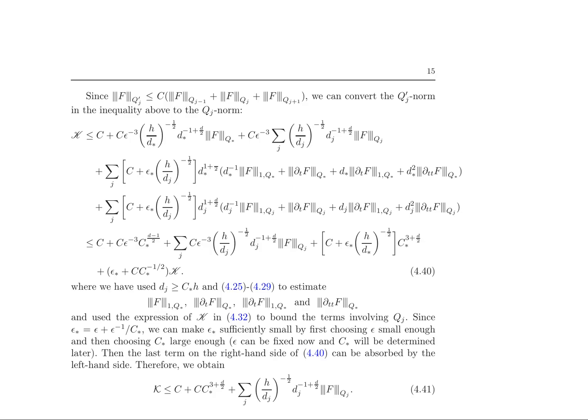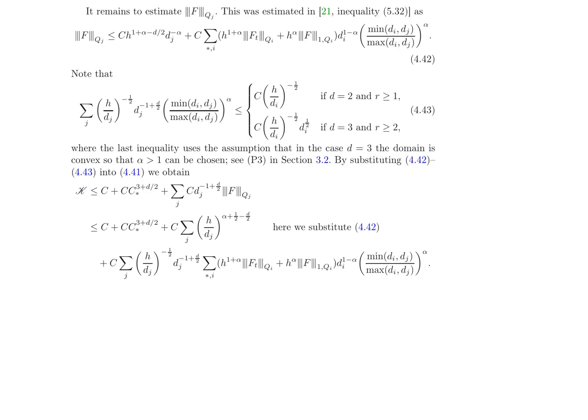The authors establish an estimate for the quantity k, a crucial component in their analysis. By applying the Sobolev embedding theorem, they bound the Q-norm of f by the Q-norm, leveraging the assumption of a convex domain to choose alpha greater than 1. This leads to a series of inequalities involving various norms of f and its derivatives. The authors then draw on previously established estimates from their work in 21 to bound the norm f qj. This bound is expressed as a sum of two terms, one involving a power of h and another comprising a sum over I, featuring norms of f and its derivatives.